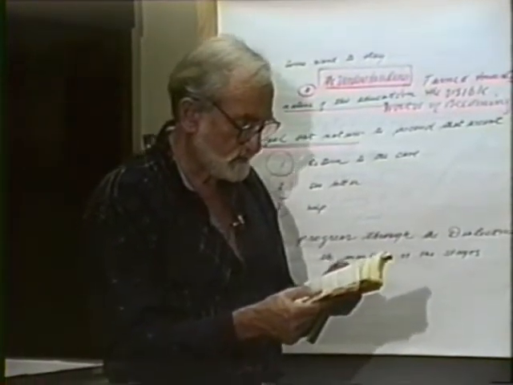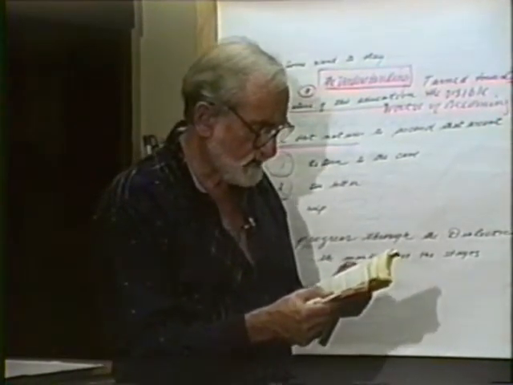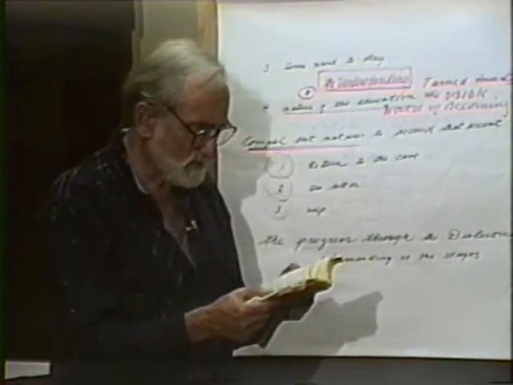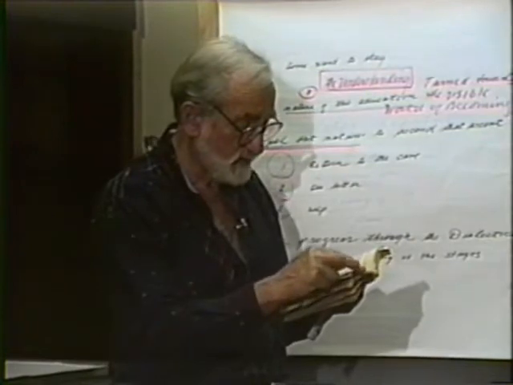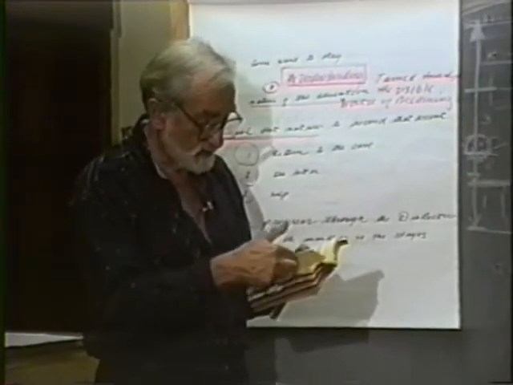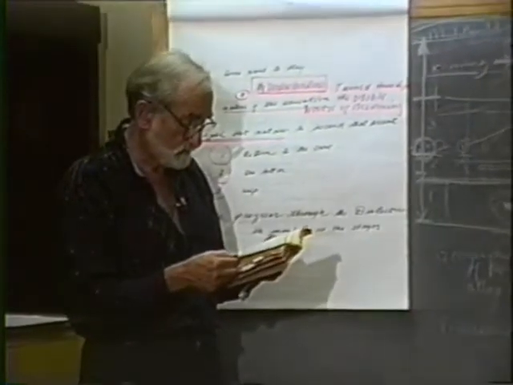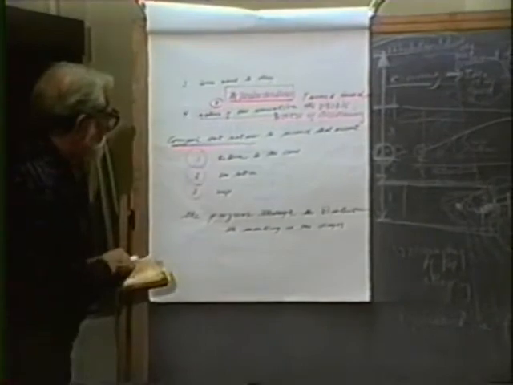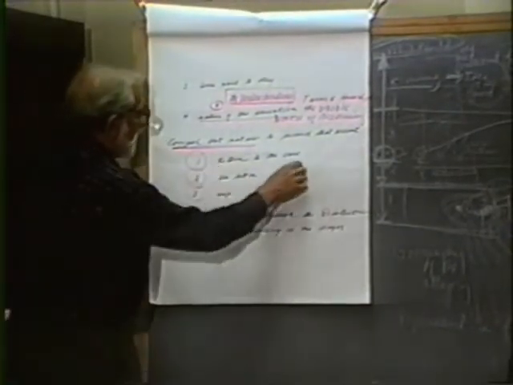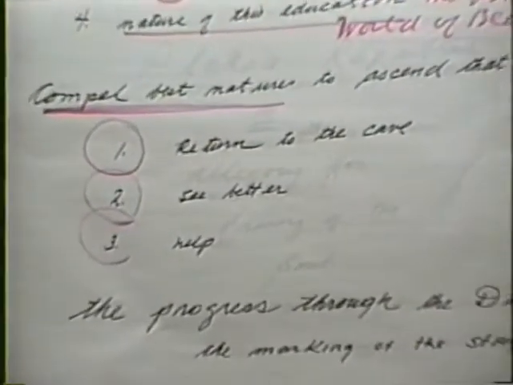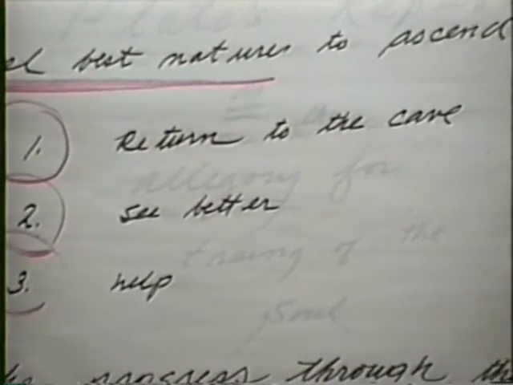For the truth is that only if you can find for your future rulers a way of life better than ruling is it possible for you to have a well-managed city. And then he turns it on the soul. So therefore, they return to the cave, they see better, and they can help one another so that the whole is made better and more just.